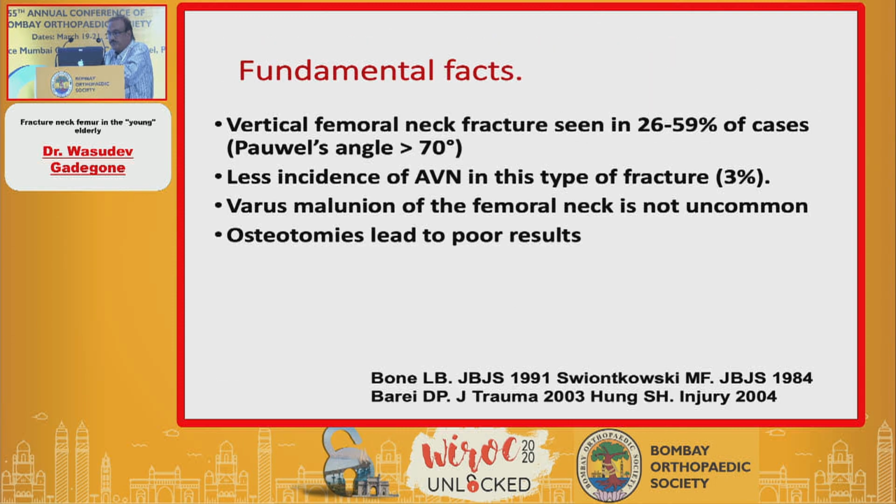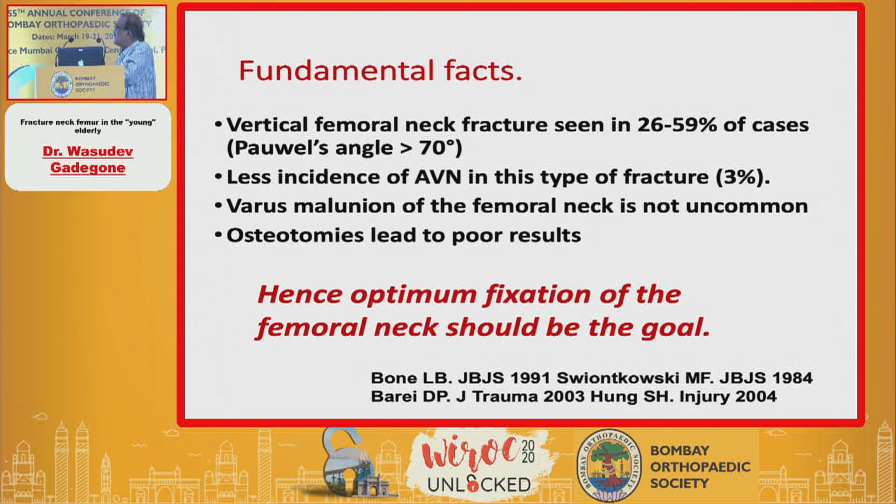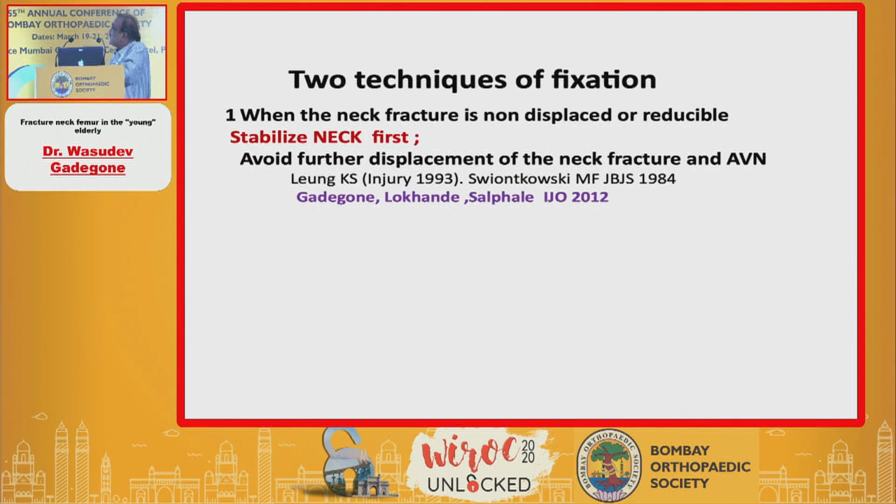Now what to do? The fundamental facts: vertical femoral neck fracture is seen in 26 to 59% of cases, with less incidence of AVN in this type of fracture. Varus malunion of the femoral neck is not uncommon, and osteotomies lead to poor results. Hence, optimum fixation of the femoral neck fracture should be our goal. There are 2 techniques of fixation. When the neck fracture is non-displaced or reducible, stabilize the neck first, to avoid further displacement of the neck fracture and AVN.